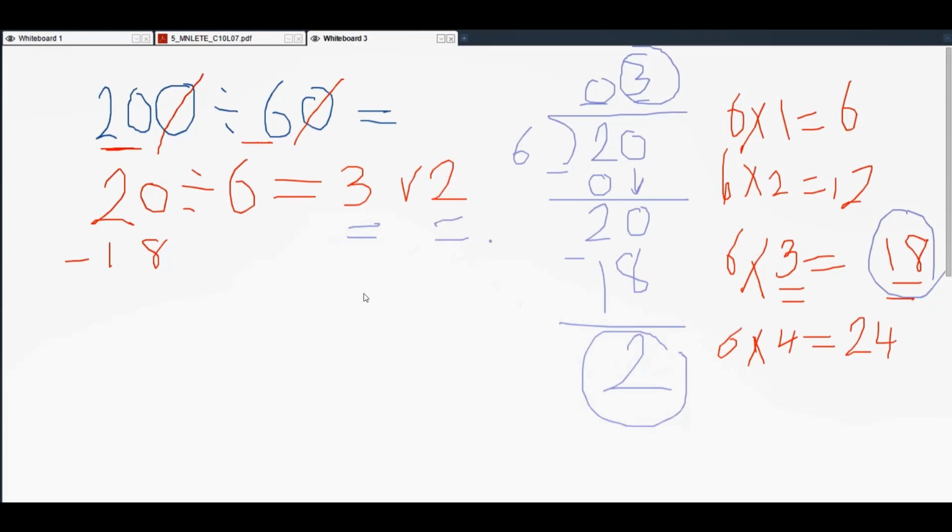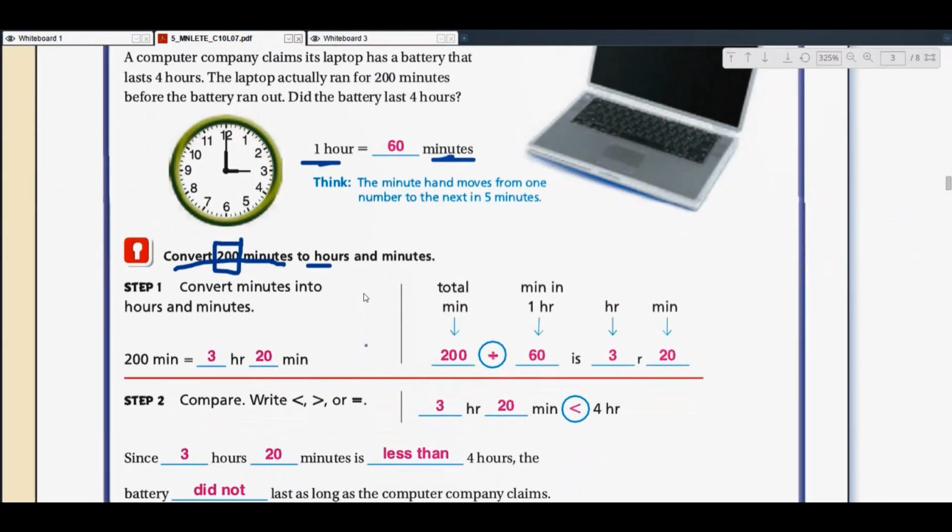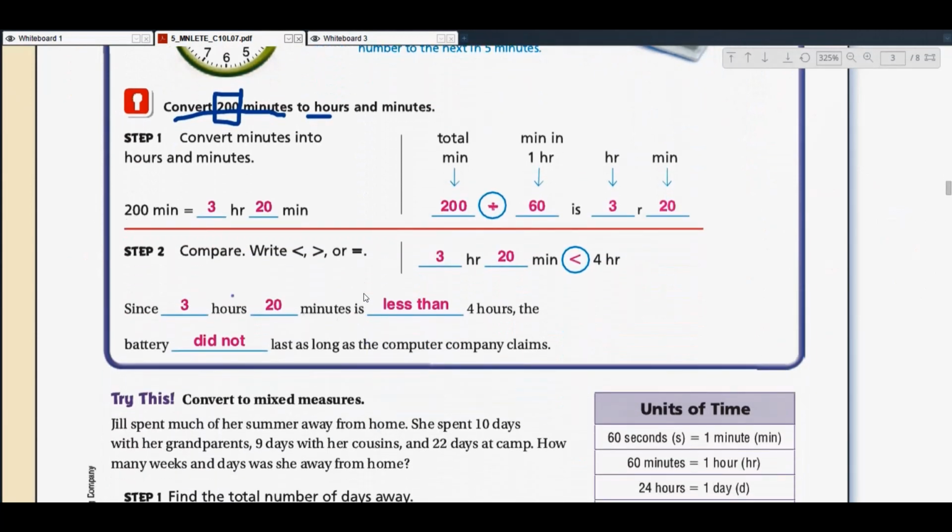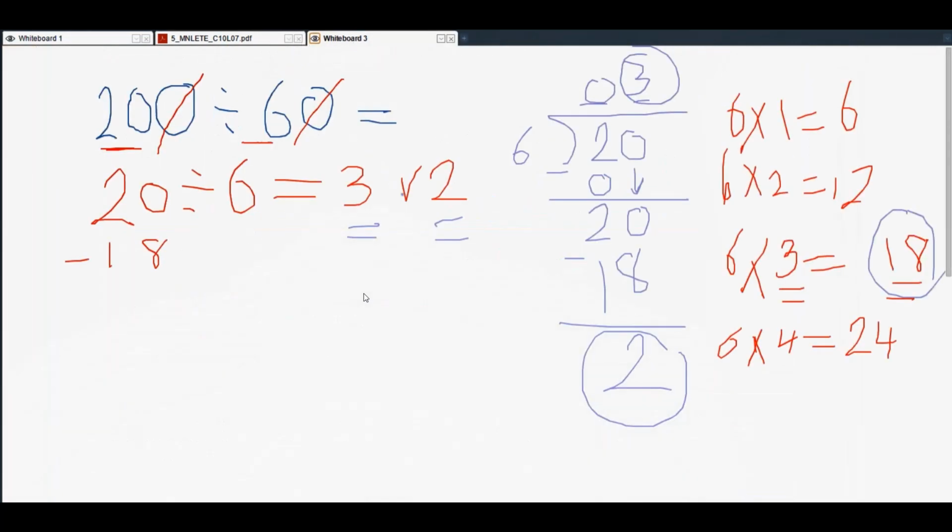How can we convert it into a mixed number? As we said before, if you want to convert this into a mixed number, we have 3 whole and 2 remainder. Okay, let's move to our lesson. We have minutes, 200 minutes. We want to convert into hours and minutes. So you have to convert this to a mixed number.